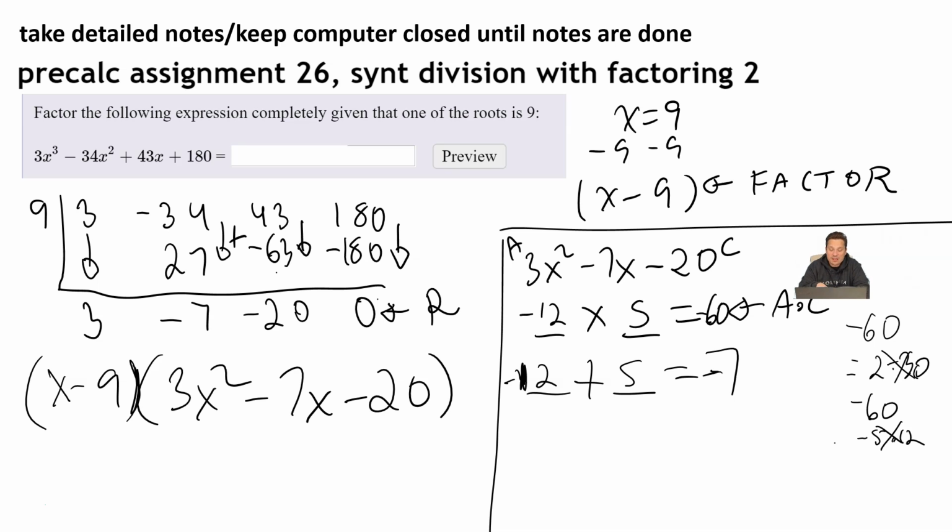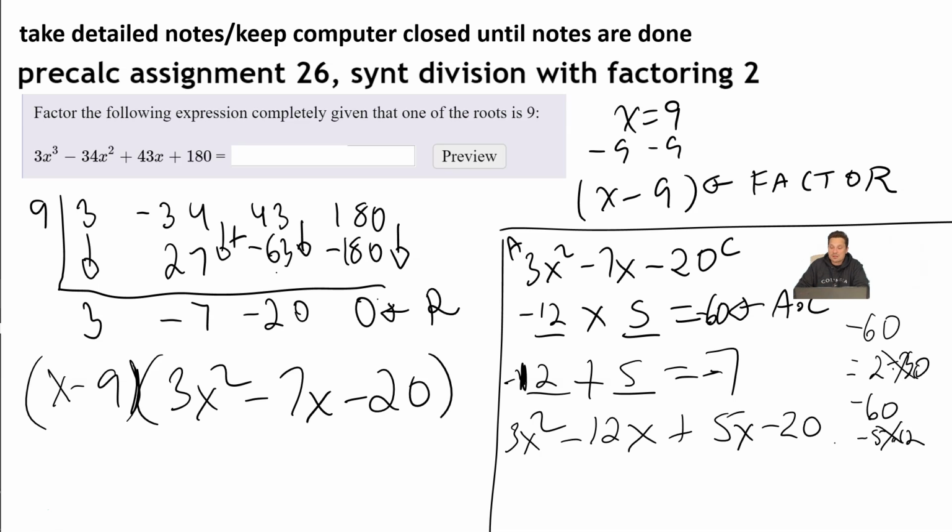And now, using negative 12 and 5, we can rewrite the middle term of negative 7x. So when I do that, I'm going to have 3x squared, I put the negative 20 at the end, and I have to put the middle terms here, negative 12 and 5. It's going to look like this: minus 12x plus 5x. Why would I arrange the middle terms this way? Well, think about this for a second. 3 and negative 12 have a common factor. 5 and negative 20 have a common factor. If you put, for example, the 5 with the 3, then 3 and 5 don't have a common factor, and it doesn't get you anywhere.